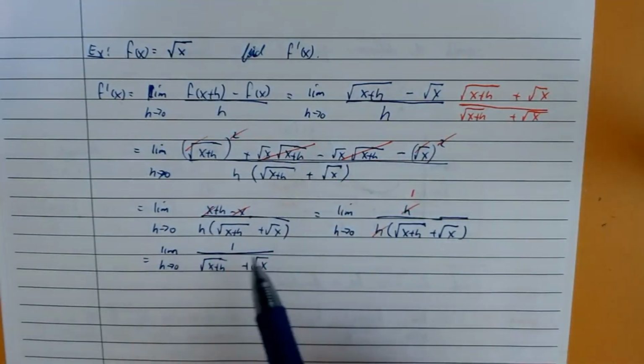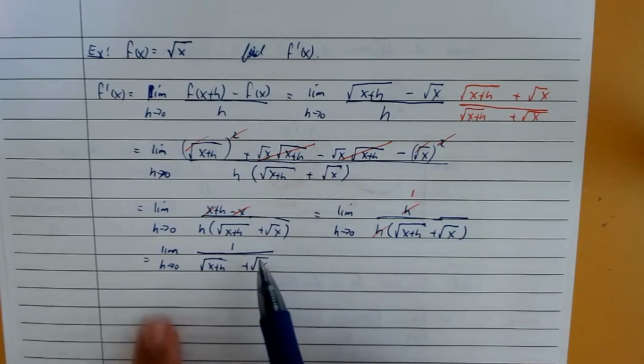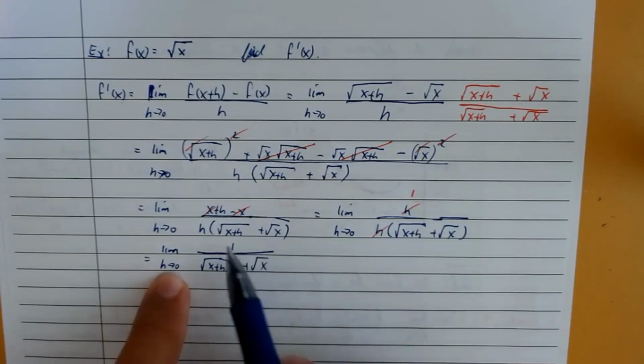But now as h approaches 0, this 1 is a constant. It's not affected. It's going to stay the number 1. As h approaches 0, this x doesn't have an h in it. So it's going to stay the way it is. Here, as h approaches 0, anything that doesn't have an h is going to stay the way it is.